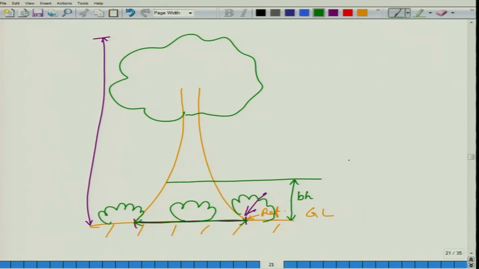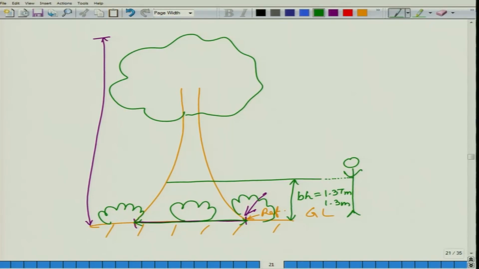So, what does breast height mean? Suppose we have an individual who stands like this. So, the height of his or her chest is called the breast height. In our country, breast height is usually taken to be 1.37 meters. In the case of certain European countries, it is taken as 1.3 meters. So, this is a standard, and we regularly measure a tree's diameter at this height.